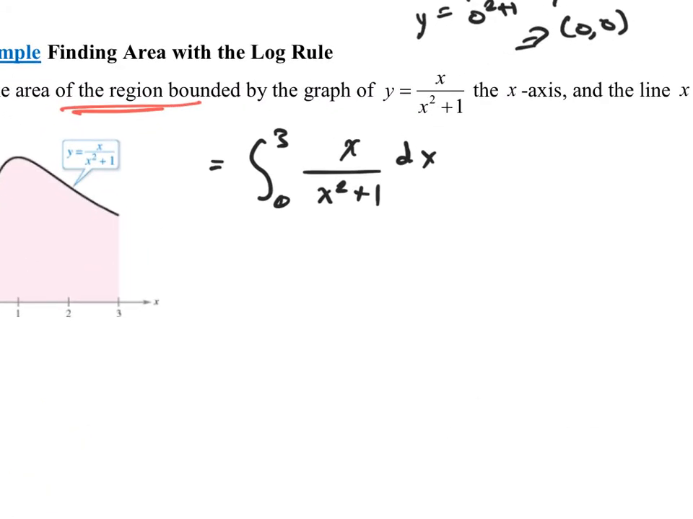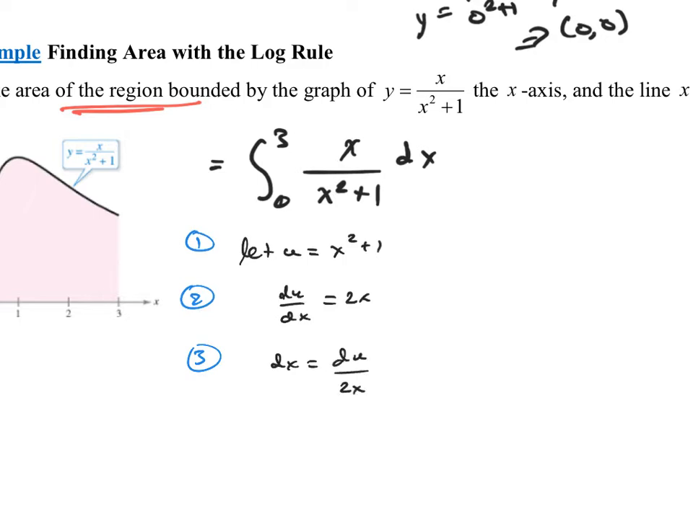So how are we going to do this? Well, this is a U-substitution problem. So let's set up our U-substitution. Let's let u equal the higher power, so this would be the x squared plus 1 part of it. The second step again is take the derivative of both sides. So du/dx would be equal to, well, the derivative of x squared plus 1 is 2x. Step 3 is solve for dx. When we solve for dx, we'd have dx equals du over 2x.